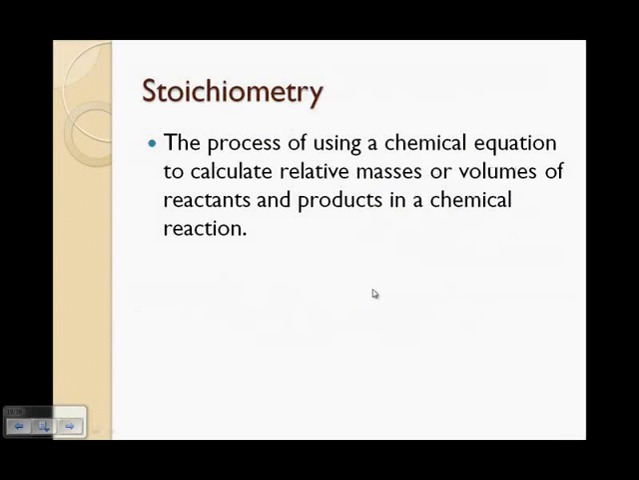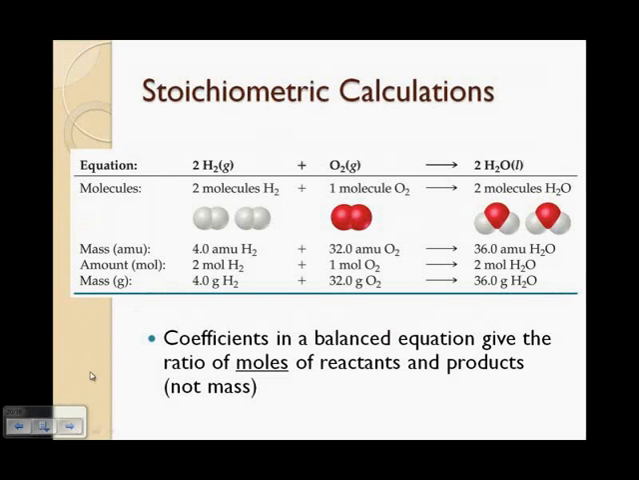Okay, so again, the process of stoichiometry is a process using a chemical equation to calculate relative masses of things that are weighable, relative masses or volumes. So the equation can represent molecules, or it can represent moles of these things. But I can convert moles to grams. I know 2 moles of hydrogen, and if I have 2 of those, each weighs 2 grams, it's going to be 4 grams. So coefficients in the balanced equation give us the ratio of moles.